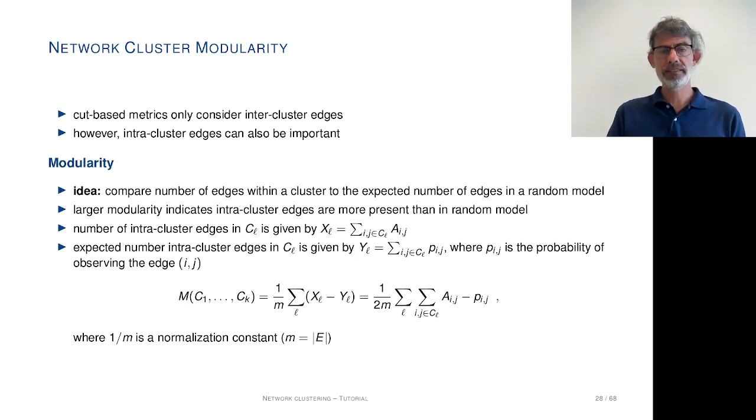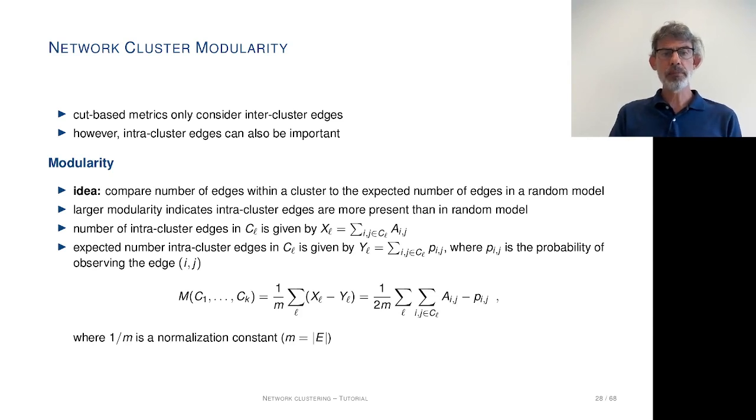So modularity is a metric that's been proposed basically to compare the number of edges inside the cluster with the expected number of edges that the cluster should have in a random model. Modularity only cares about intra-cluster edges and not about edges between clusters. The idea is that larger modularity indicates that the cluster has more edges inside than a random model would predict. So the number of intra-cluster edges of a community C_L is just given by the sum of edges that are among nodes in C_L.